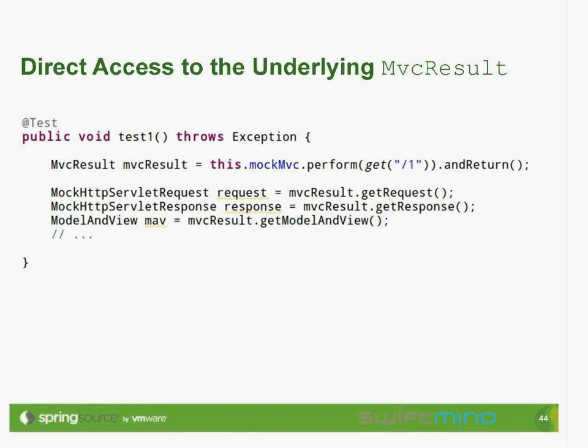One more thing that you may need to know at some point, which is handy: if the Fluent API doesn't give you everything, if you need to get to the underlying request and response for whatever reason, you can append this method and return at the end, which will give you back an instance of the MVC result. And then all of the accumulated results from the tests are going to be provided to you. You can access them directly and then use them in whatever way you see fit.